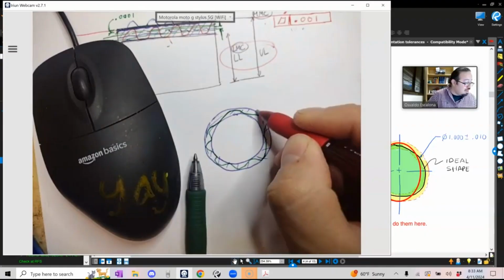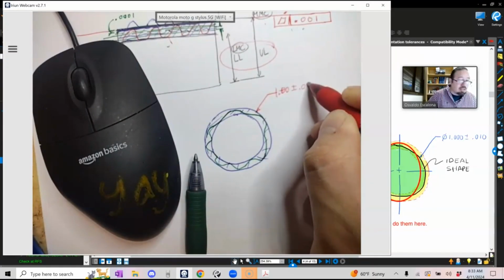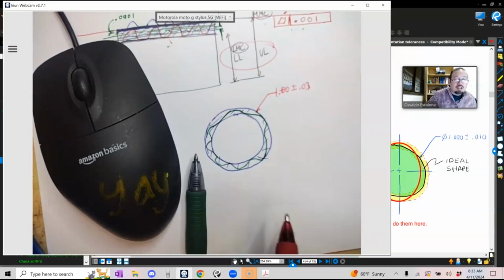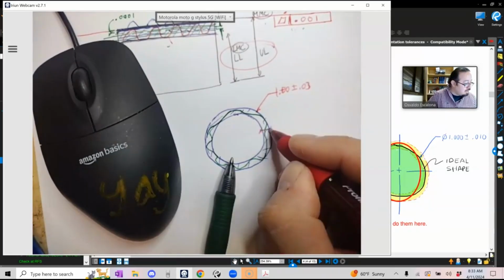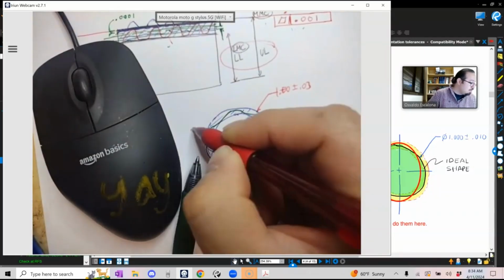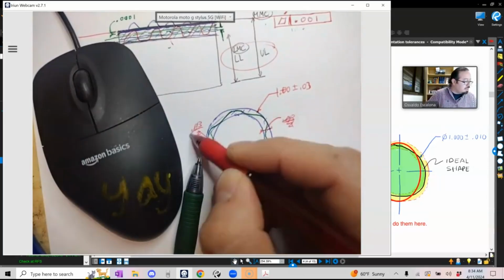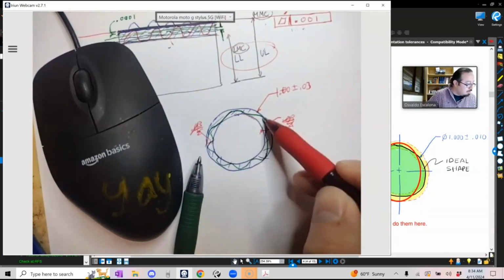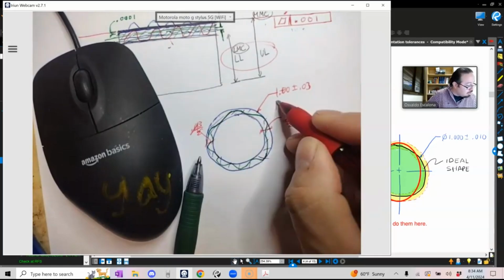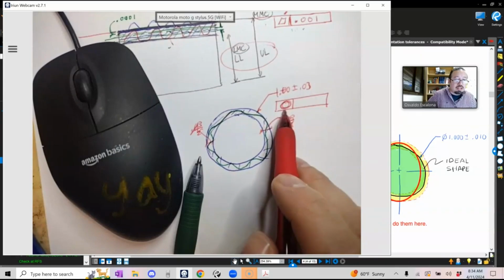The way I'm going to refine it is by not only using the 1.00 plus minus 0.01, but also 0.03. I want to keep this at the size, 0.03 over 2 in one direction and the other direction. Let's say that I want to control this variation, and the way I would do it is by putting a symbol. In this case, it is circularity.